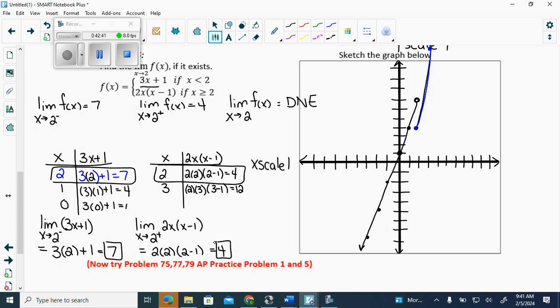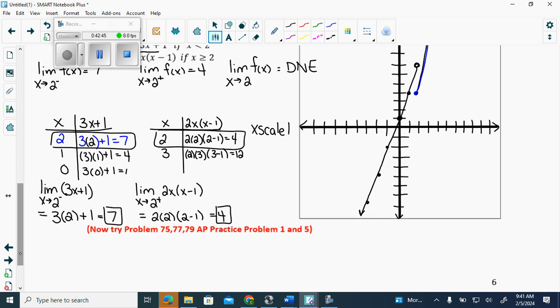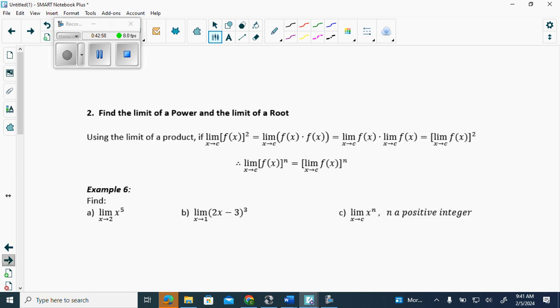All right. These are the questions you're going to try. 75, 77, 79. AP practice 1 and 5, which is the green section. Correct? Giving you about 5.